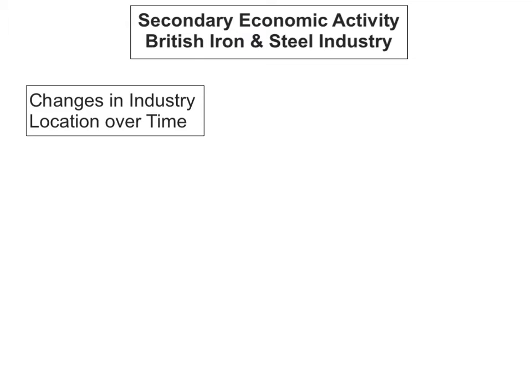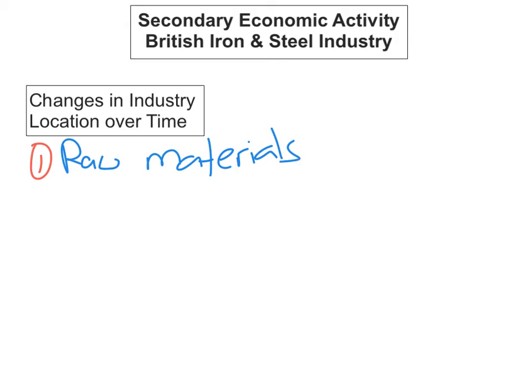So these changes in industry location over time have happened because of three main factors. And the first factor is new raw materials. Because of raw materials, now we can use different raw materials, and we've discovered other materials that we can now use in industry.